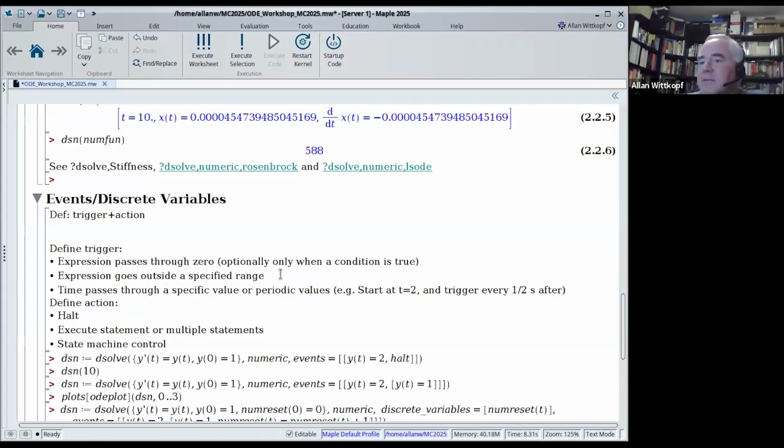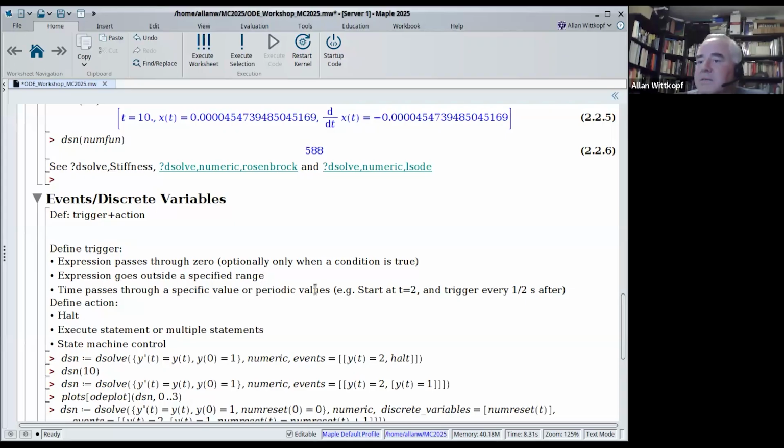Expression goes outside a specified range. So if you have a problem where you know that value needs to be within a certain range and you want to stop and reassess what you're doing if it goes outside that range, you can just specify the range and it'll stop when it goes outside.